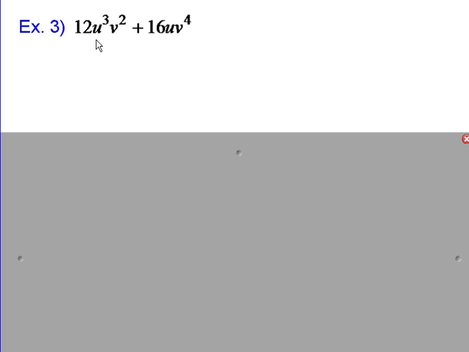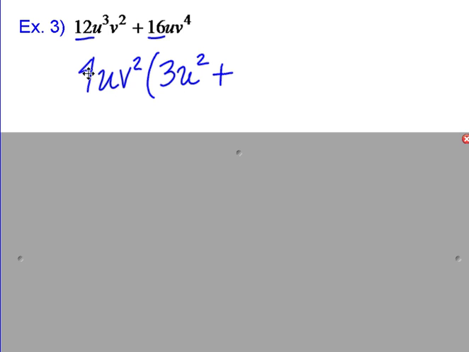Again, we have 12u to the third v squared plus 16uv to the fourth. When we look at 12 and 16, we know that 4 is the greatest common factor there. Here are 3 u's and 1 u, so 1 is the most that can come out. V squared and v to the fourth: v squared is the most that can come out. What got left behind? Well, 4 times 3 is 12. I need 3 u's and 1 is outside, so I would need 2 more. There are already 2 v's on the outside, so I don't need any more for that first term.